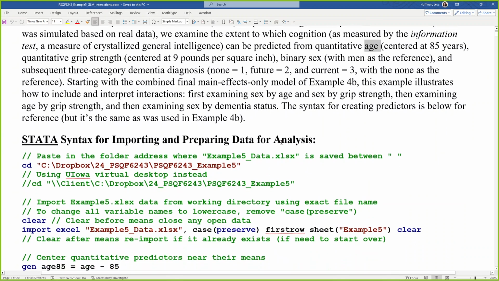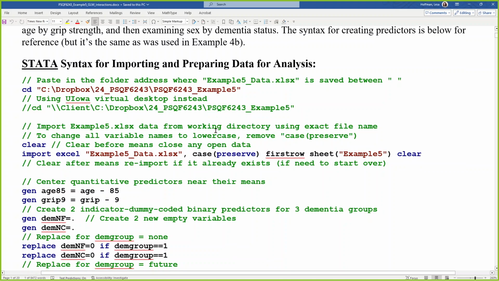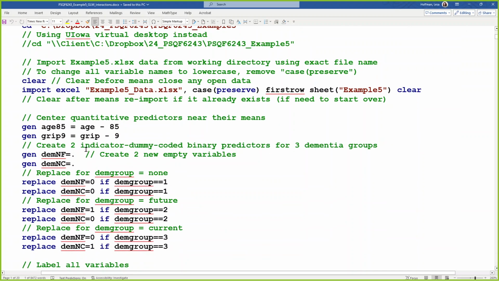So we have examples of various kinds. Any questions on the setup? Okay. So the exact same code is used here to create all the variables that we need, as in 4b. I included it for completeness, but there's nothing new here. So we're centering age and grip strength at constants, and I picked those constants based on the distribution of those variables. Those are near the means.